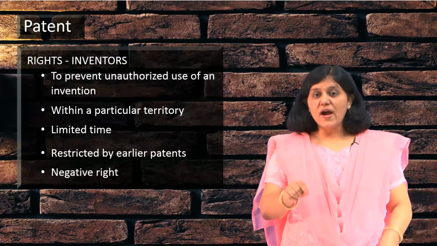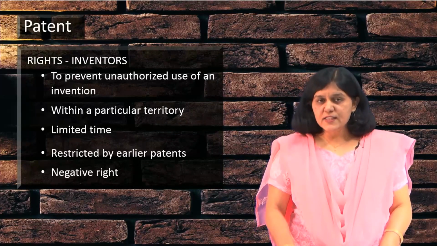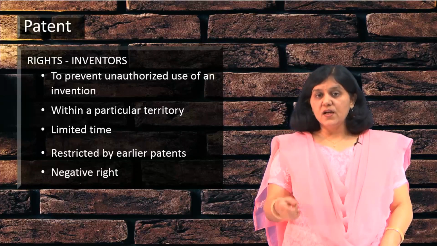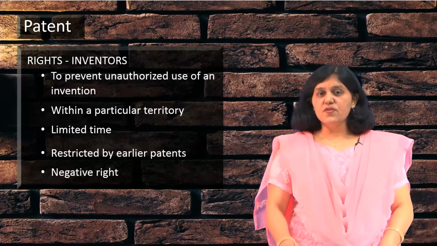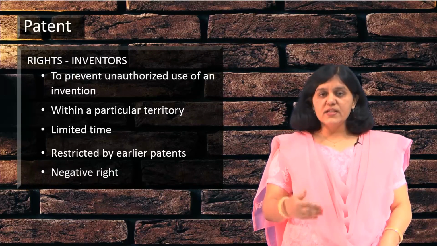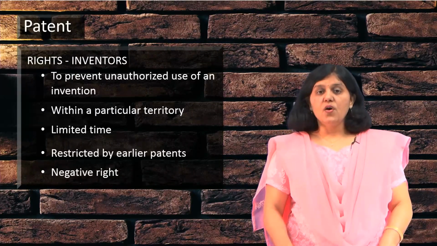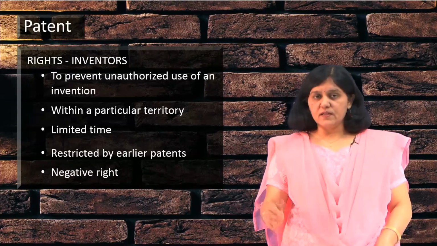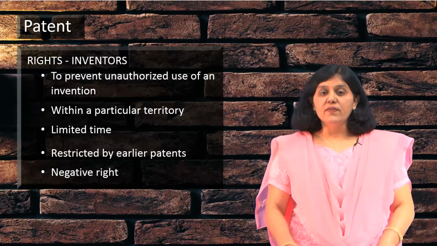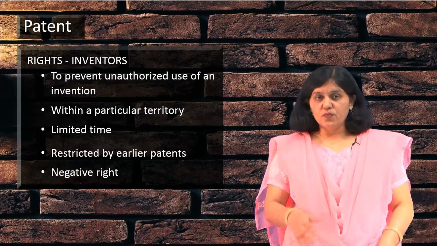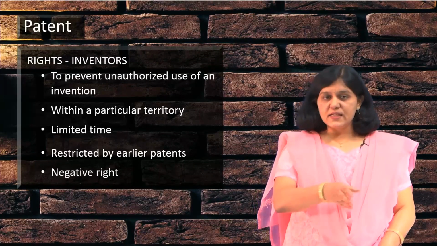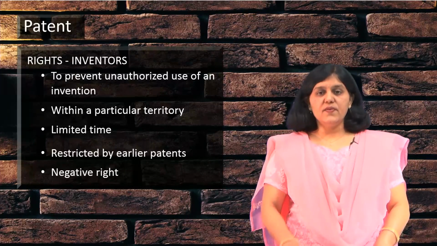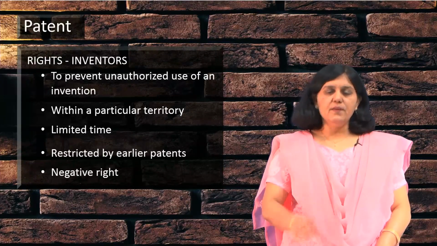Now, next, why is it a negative right? Any guess? Because a patent excludes others; the right conferred by a patent is that the patent owner excludes others from manufacture, sale, use, importation or offer for sale of the patented product or process. So, it is an excluding right. However, the patent owner cannot do whatever he or she wants with the patent as it is restricted by earlier patents. So, it stops or excludes others, prevents others from taking benefit from your patent, hence it is a negative right.